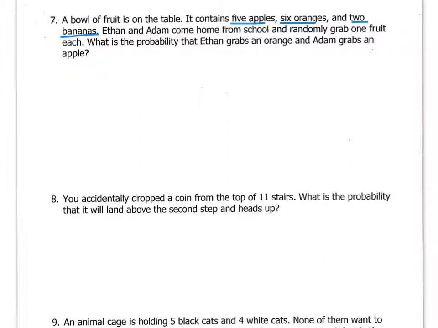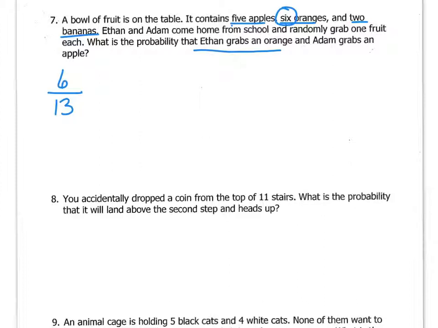Okay, so we're going to start with the first probability. Ethan grabs an orange. Well, if you look at the top here, there were 6 oranges out of a total of 5 plus 6 is 11, plus 2 is 13. So there's 13 pieces of fruit in the bowl. So again, the chances that Ethan gets an orange would be 6 out of 13.